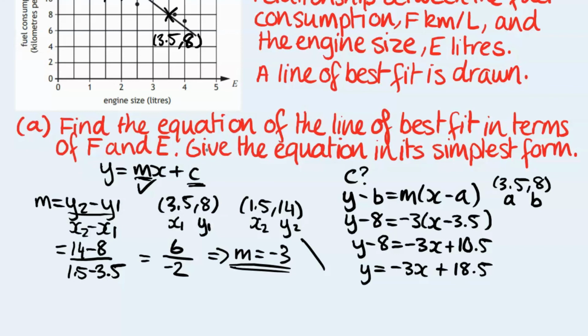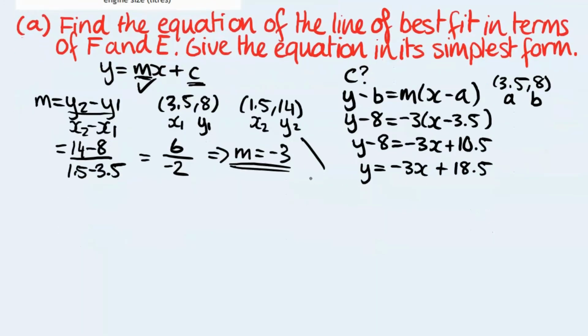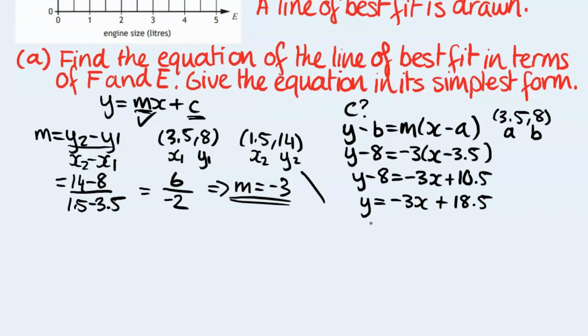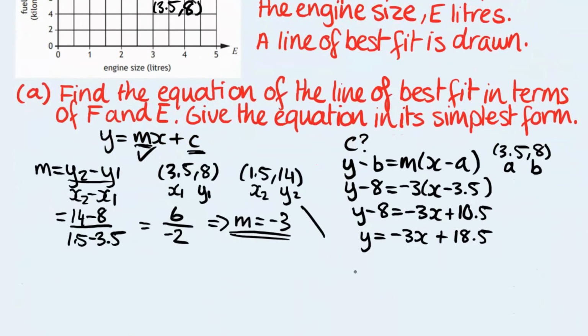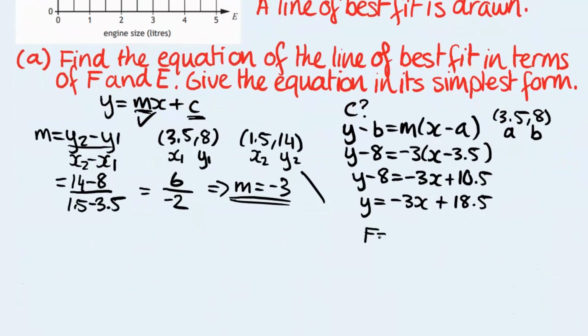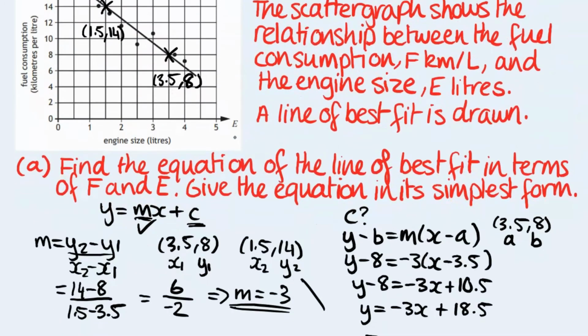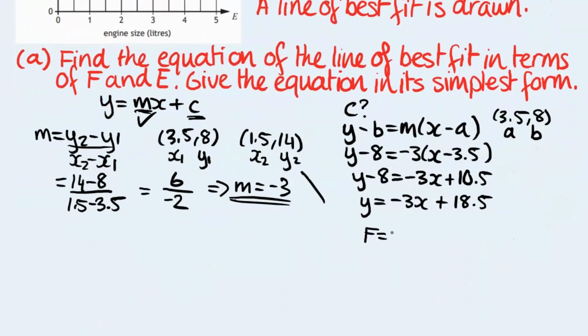But if you look at this question carefully, it will say find the equation of the line of best fit in terms of f and e. Okay, so we normally deal with y and x, don't we? So we need to change it into f and e. So what is the variable on the y-axis? Well, it's f. Okay, so we write f here. Then what's the variable on the horizontal axis? Well, it's e. Okay, so it'll be f equals minus 3e plus 18.5 as the final answer for part A.